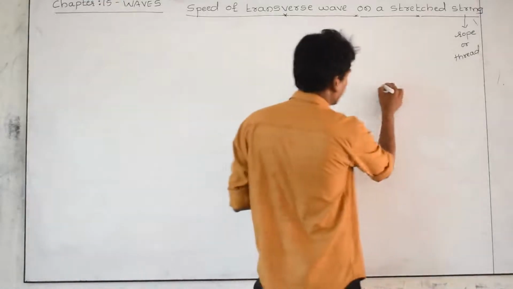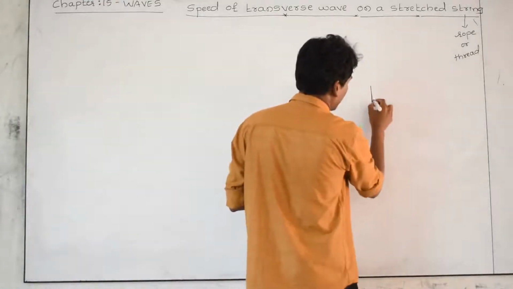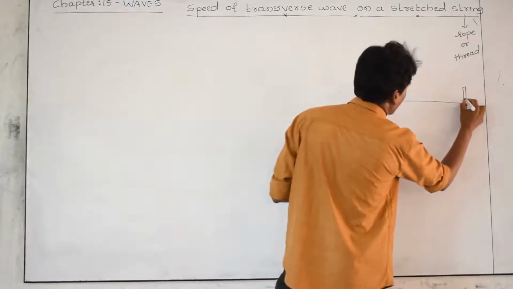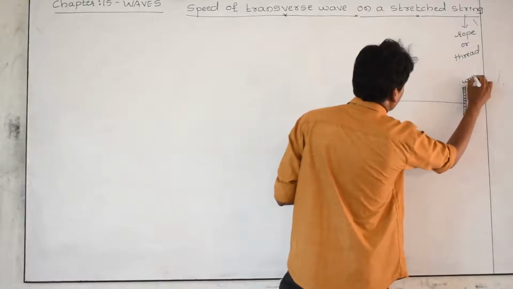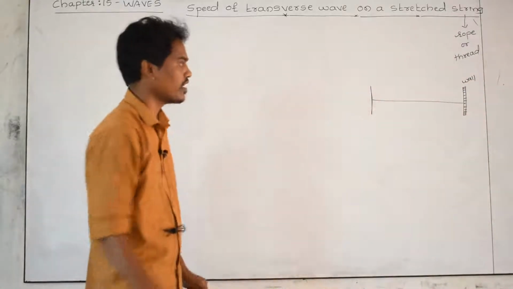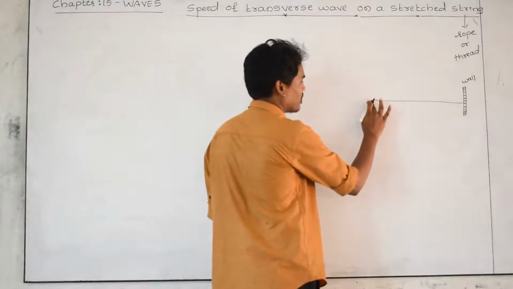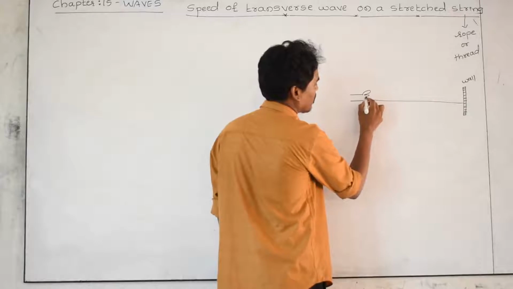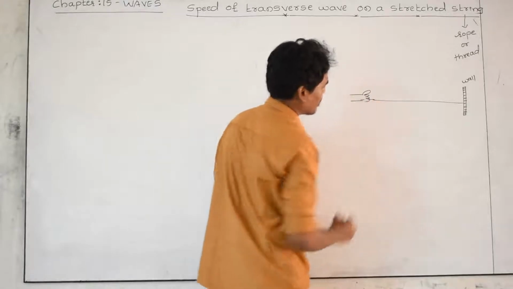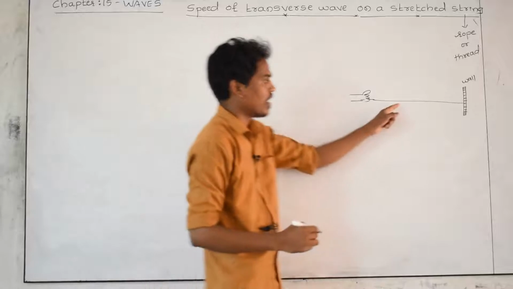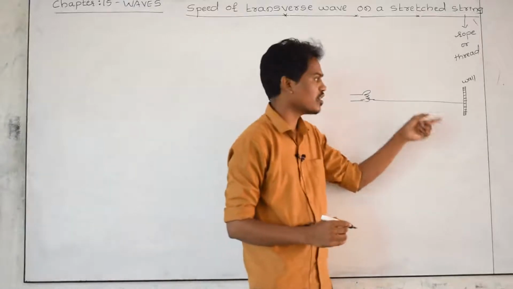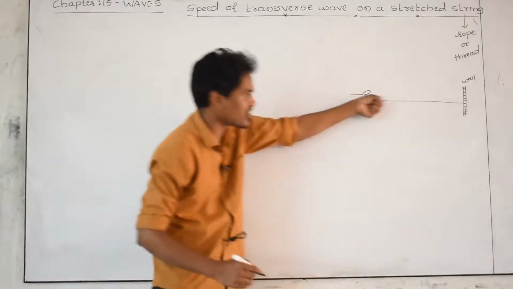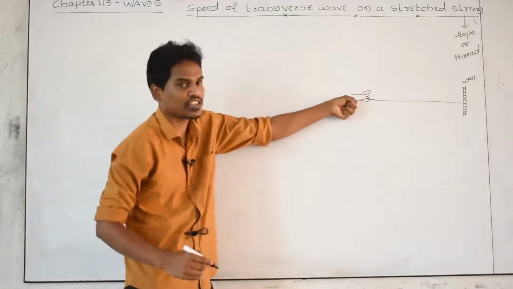Let us take the diagram. This is a rope. One end of the rope is attached to the wall, and the other end is in your hand. You have to produce a tension in the wire. It means don't let the wire go loose. You just stretch the wire, pulling it to a certain extent.